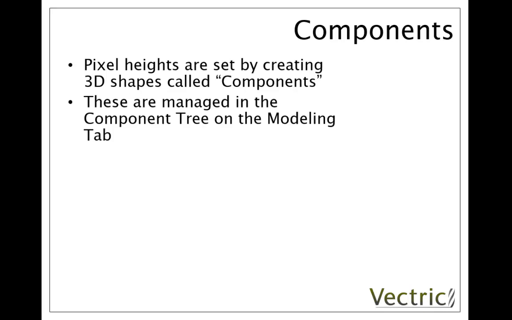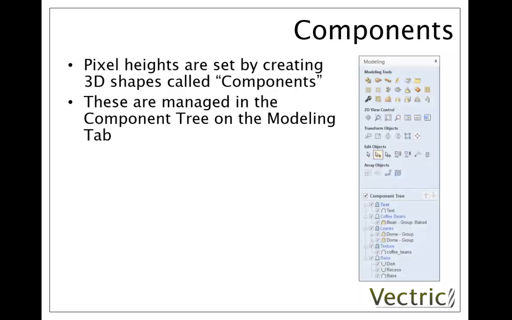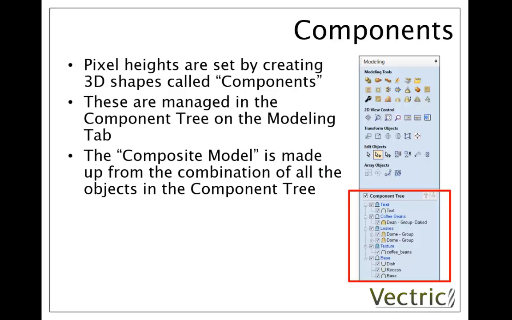We manage these components in something called the component tree that you'll find on the Modeling tab. Let's take a look at an image of the Modeling tab. There we can see at the bottom, highlighted with the red rectangle, the component tree, and underneath there's a list of components, and each of those is on what we refer to as a level. The result of all these individual objects combining together is what we refer to as the composite model, and this is essentially what you see in the 3D view.